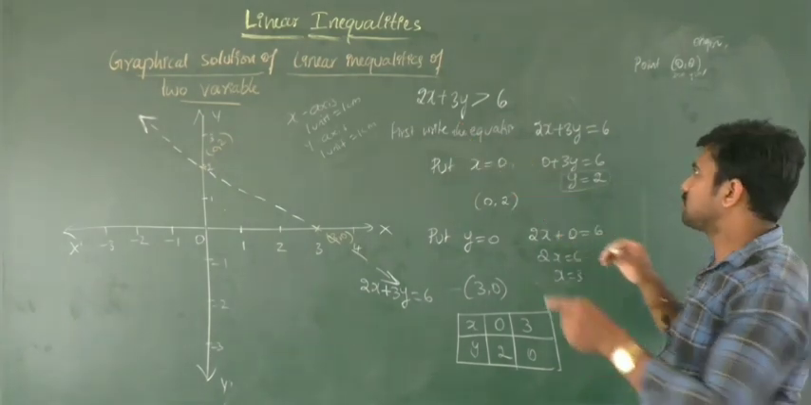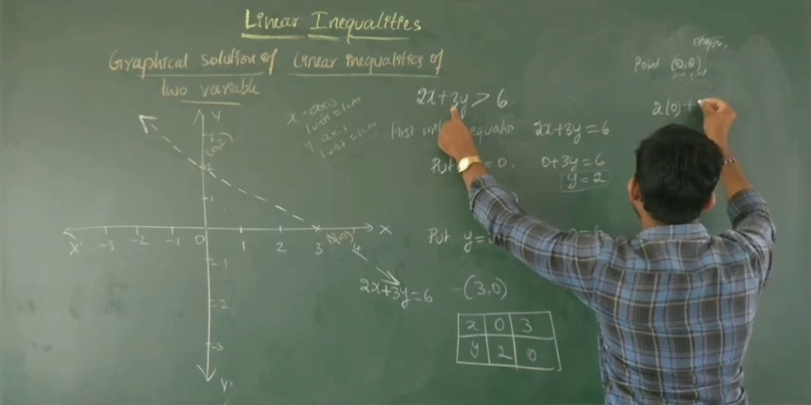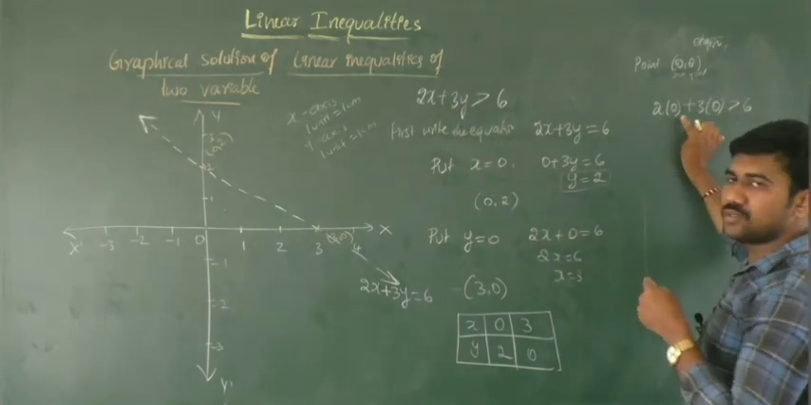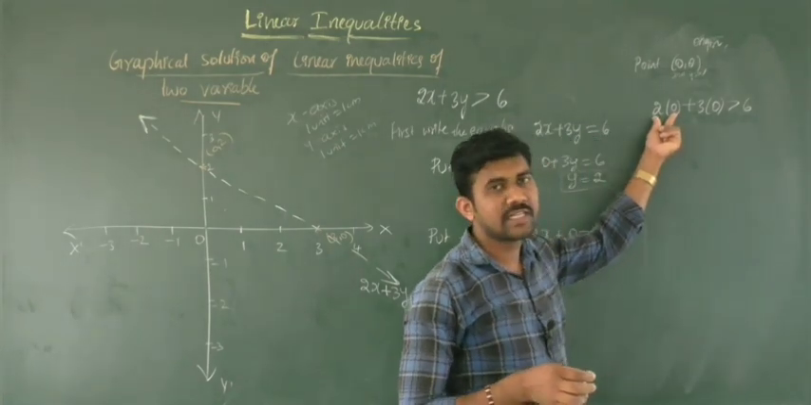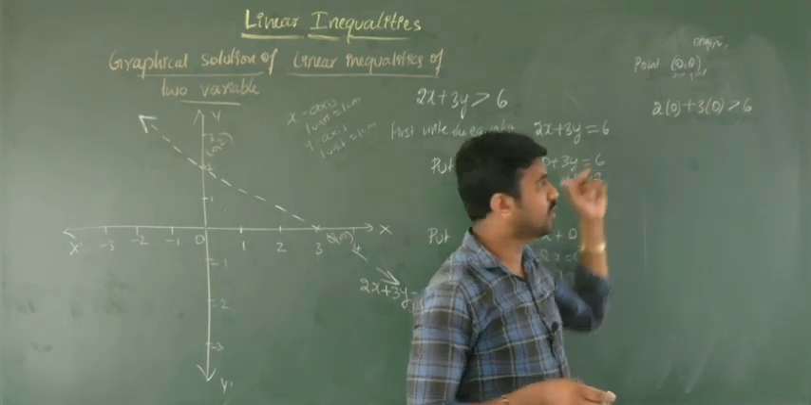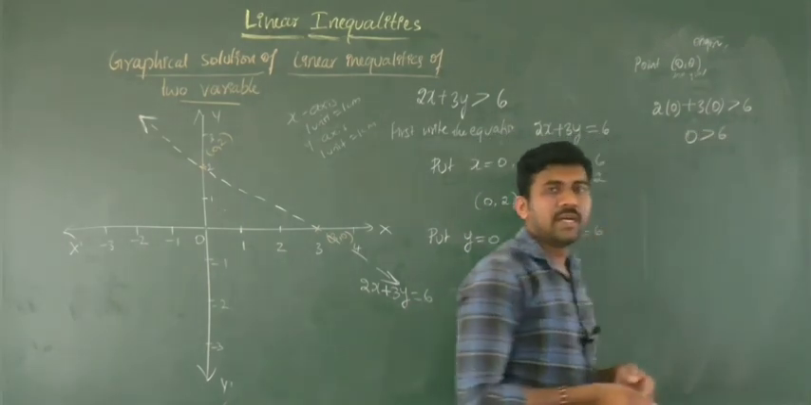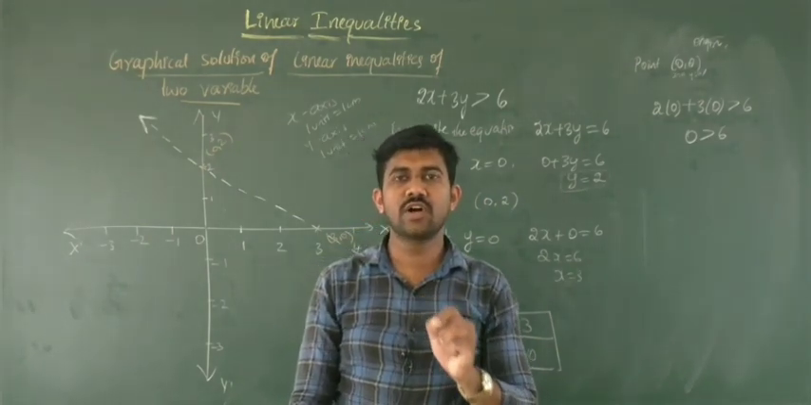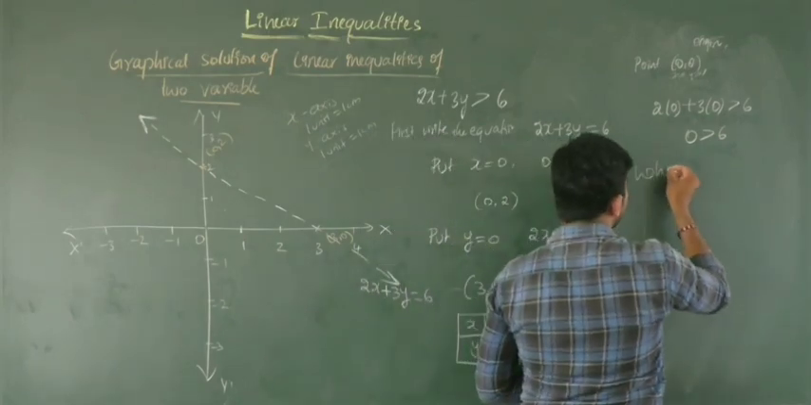So what will we get? 2 into 0 plus 3 into 0 is greater than 6. 2 into 0 is nothing but 0, and 3 into 0 is nothing but 0. So this is nothing but 0 greater than 6. But is 0 greater than 6? No, which is not true, which is false. So 0 is not greater than 6.